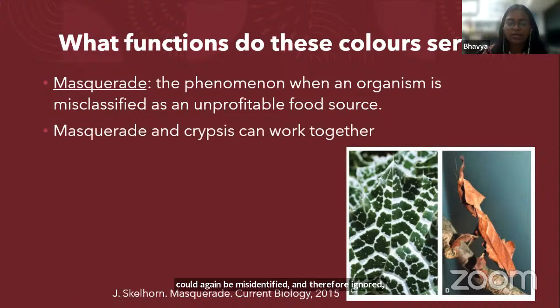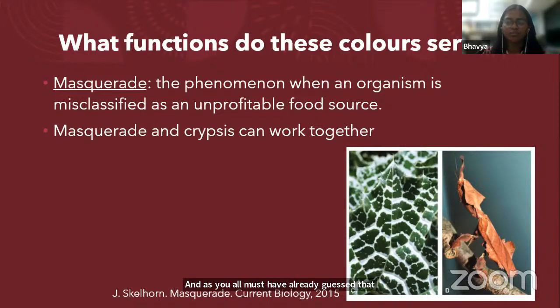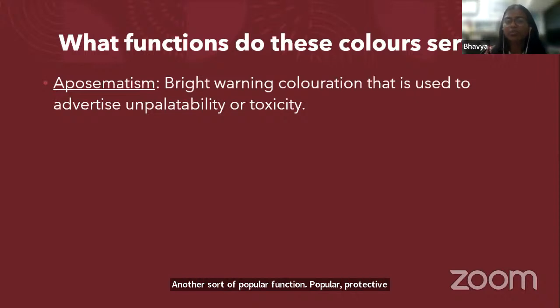And as you all must have already guessed, both masquerade and the previous phenomenon of crypsis or camouflage, they can often work together, and these organisms can be undetectable or can also be misclassified in terms of masquerade. Another sort of popular protective coloration that we see in organisms is that there is bright warning coloration that is used to advertise unpalatability or toxicity. And this is a phenomenon known as aposematism.